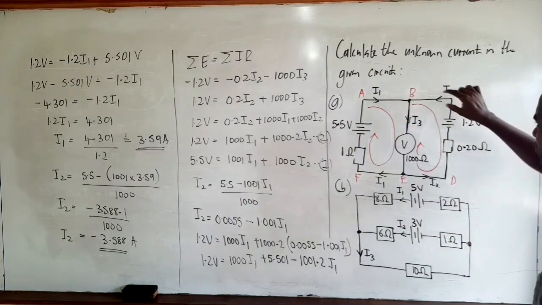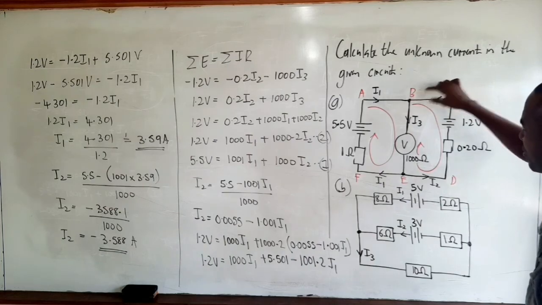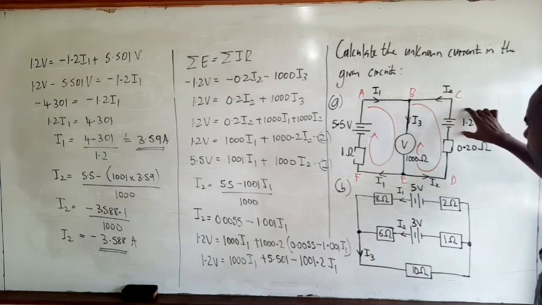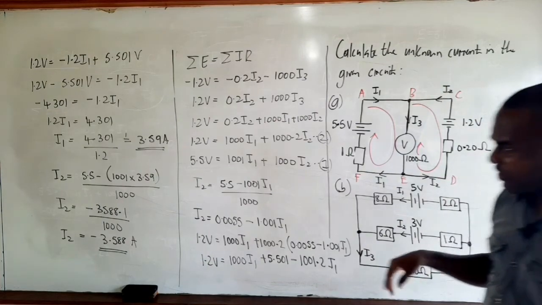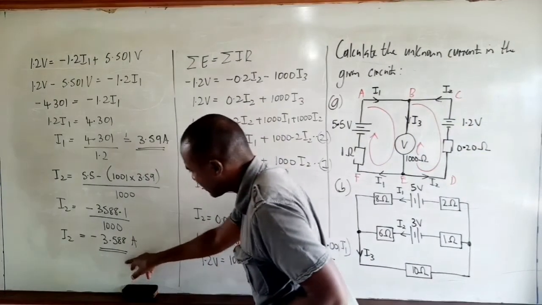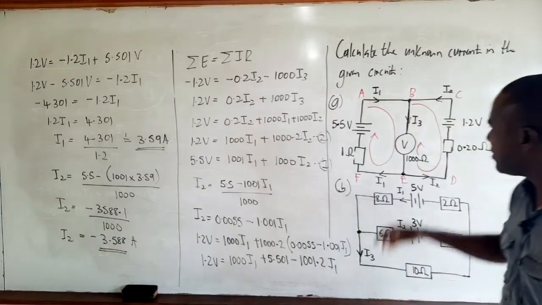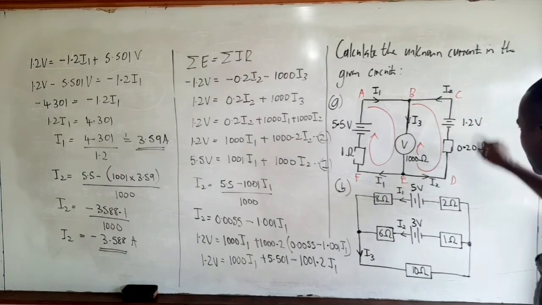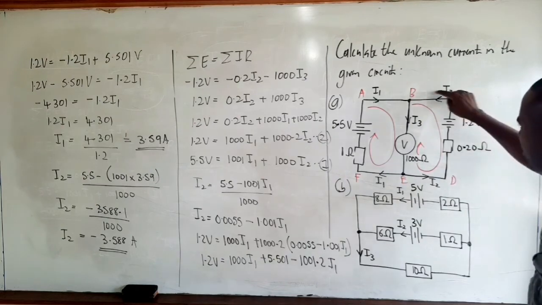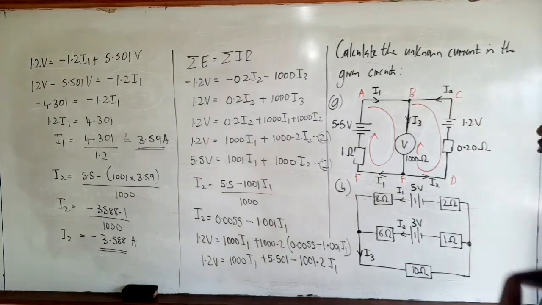However, I2, which was shown to be flowing in this direction, being driven by the 1.2 volt battery, was actually flowing in the opposite direction based on the fact that it worked out to be negative, right? So I2 is actually flowing in this direction and flowing through 1.2 volts in this direction, not in this direction as the diagram initially assumed, right?